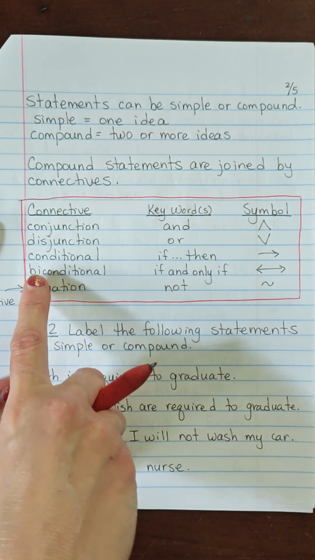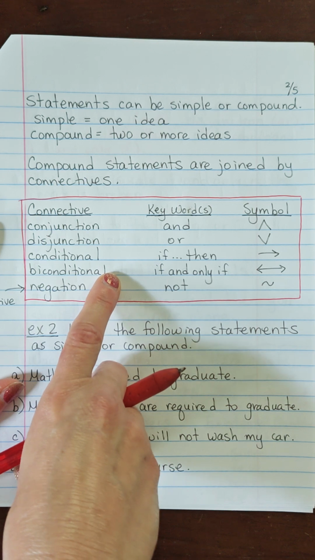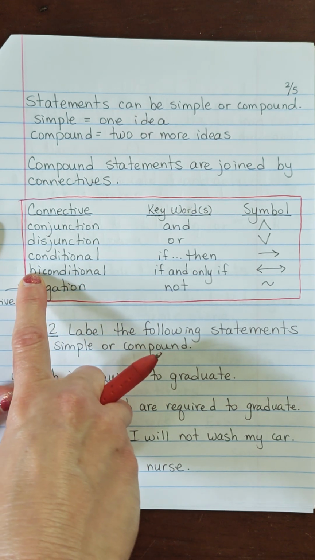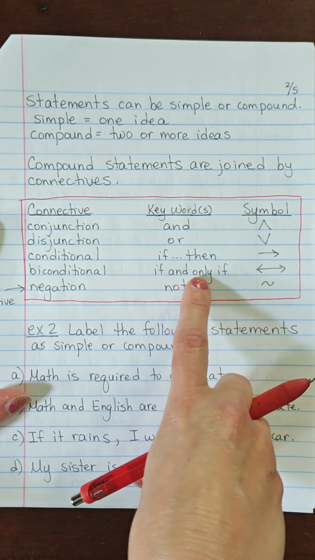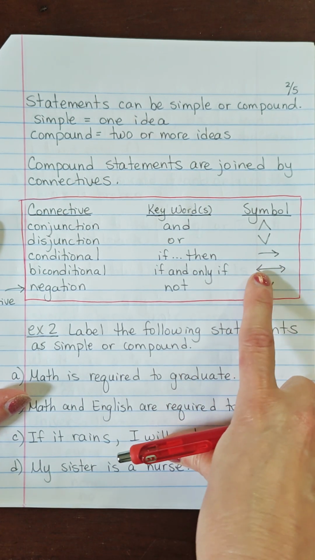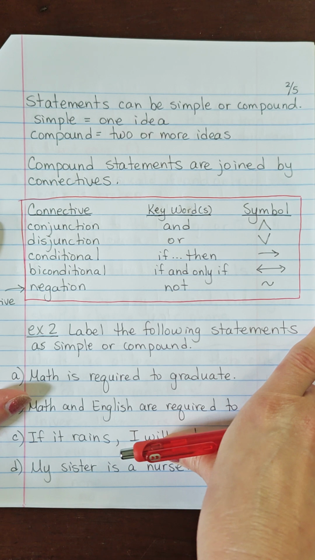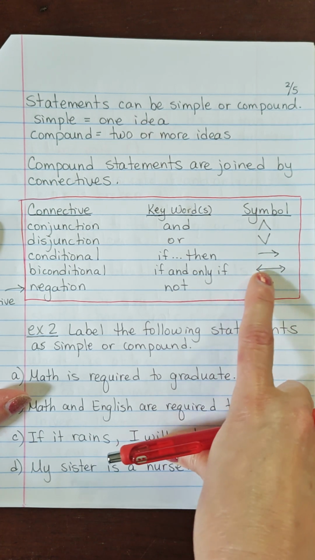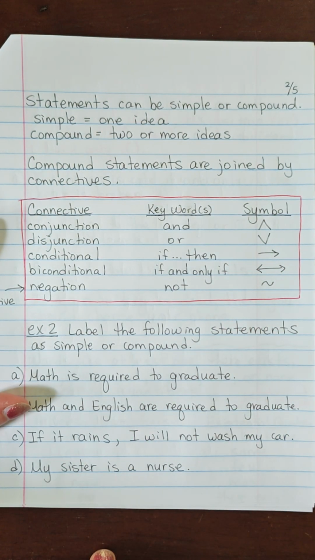And then lastly, the last connective is a biconditional, meaning it's a two-way conditional, and it's an if and only if. It's a stronger conditional statement because it's a double direction kind of a conditional statement. So it's given by a double direction arrow.